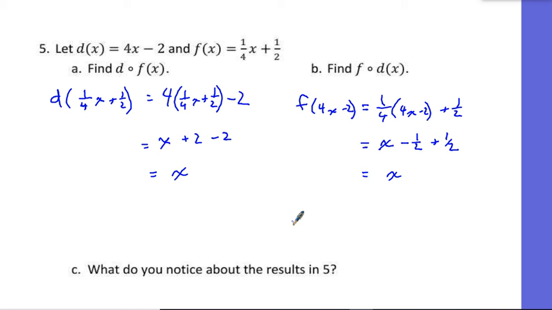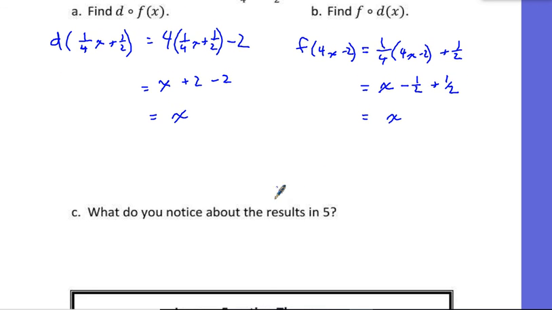Well, that's interesting. We got the same answer from both. And more importantly, both were the same, but they were also x. So you should see that both resulted in an answer of x.